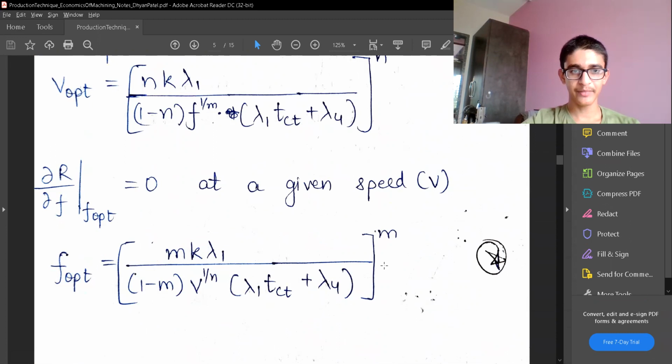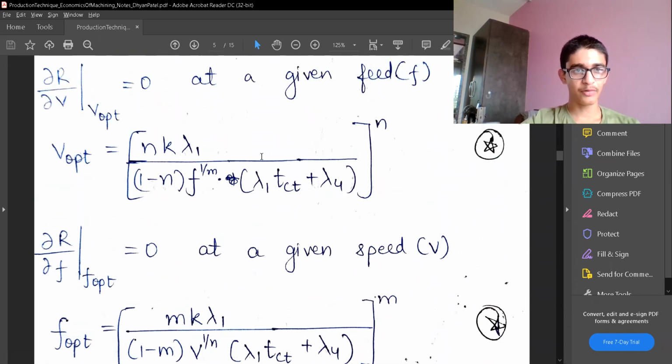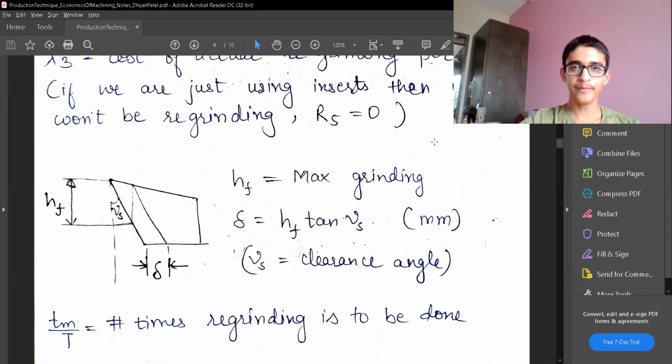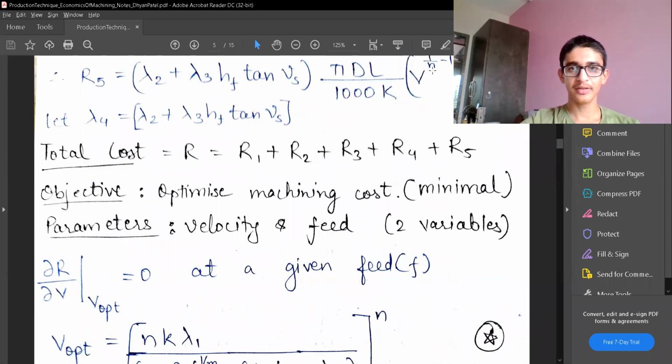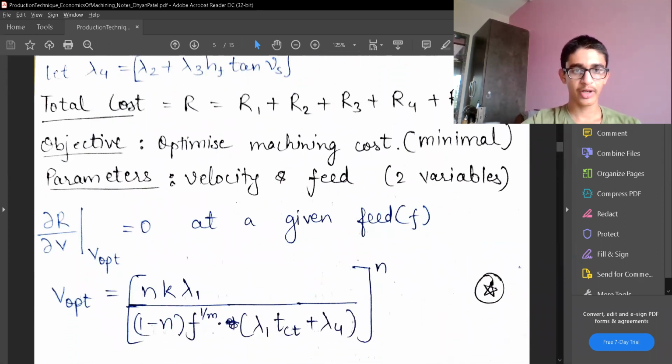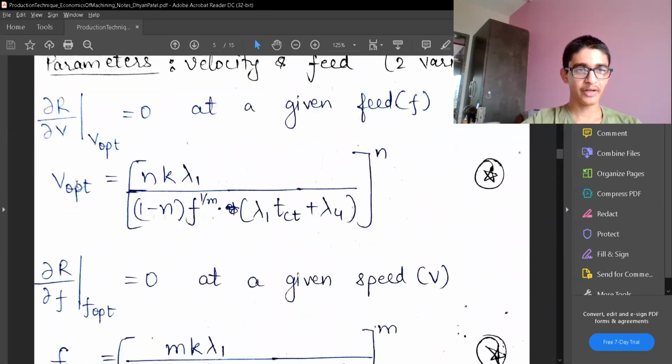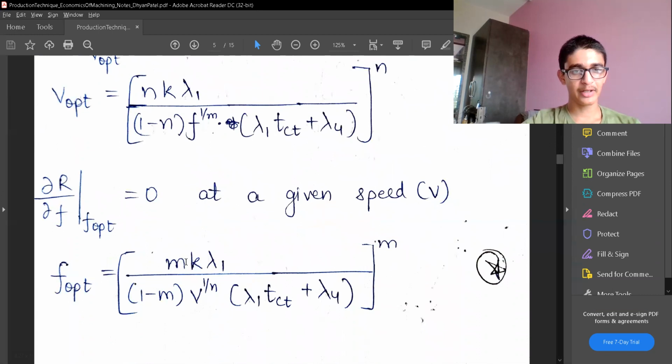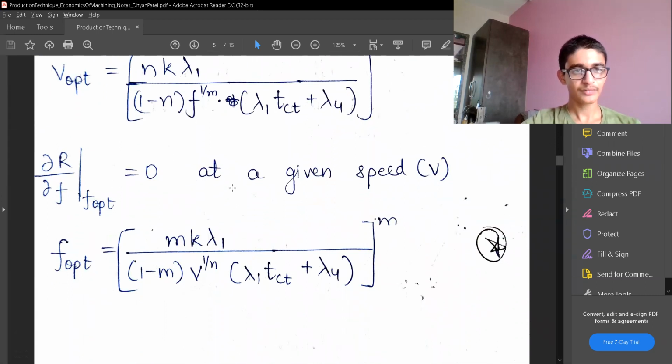This factor remains the same, and since we are using n over here, we'll have n. When we have m over here, we have m. So the velocity was having 1 by n. So n is associated with velocity, and m is associated with feed. So when we want the expression for V optimum, we'll have n everywhere, and n over here also. With F optimum, we'll have m in the formulas.